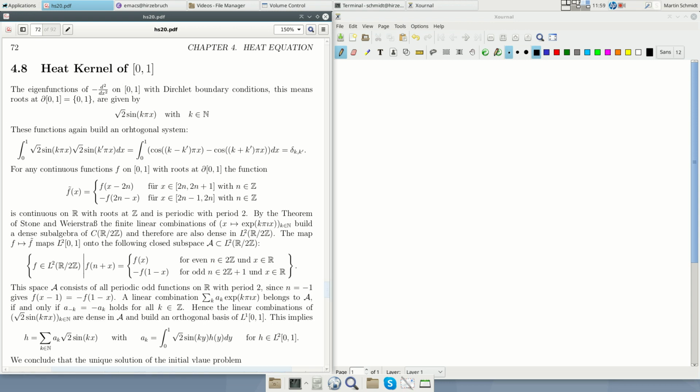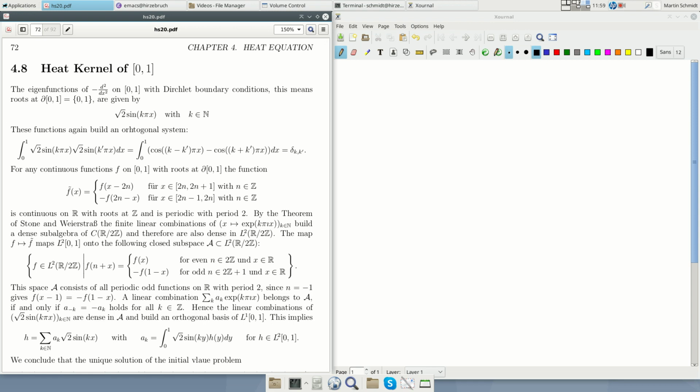Okay, so let's follow the same procedure as in the last section. The last section, where we determined the heat kernel on the circle, should be considered as a preparation for this section.